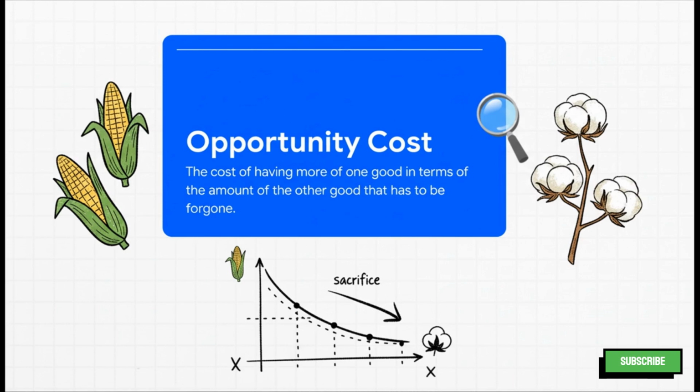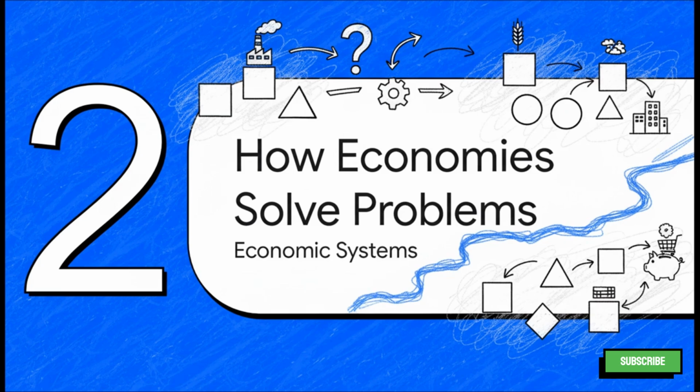So the key takeaway here is that the downward slope of the PPF is basically a picture of opportunity costs in action. All right, so we get the problem. We understand scarcity. The big question now is, how did different countries actually try to solve these fundamental problems? Let's have a look at the different systems they use.